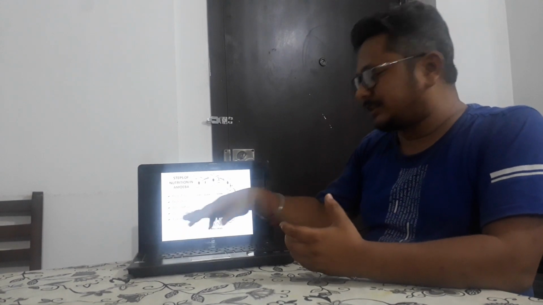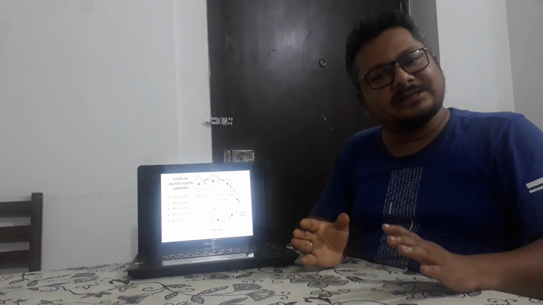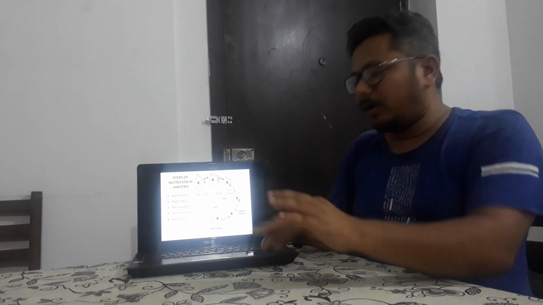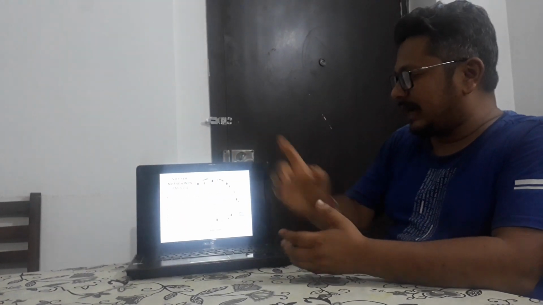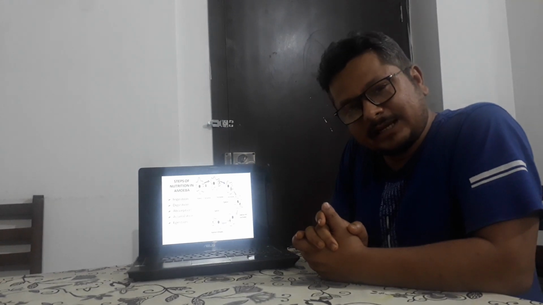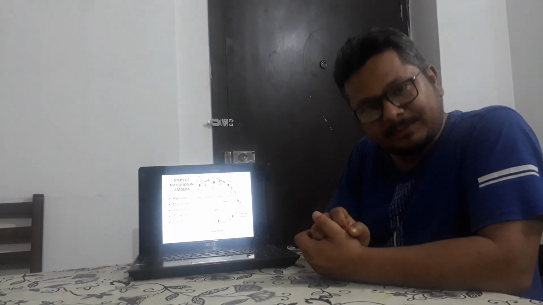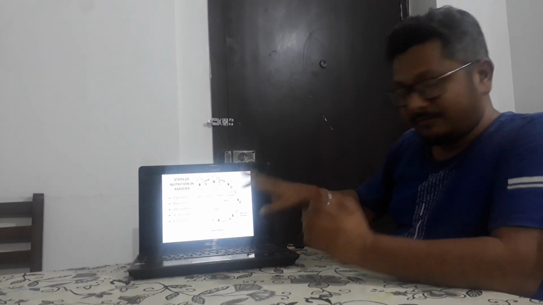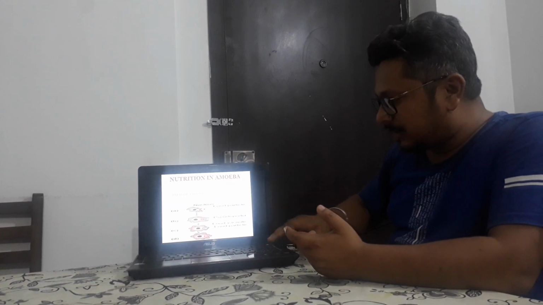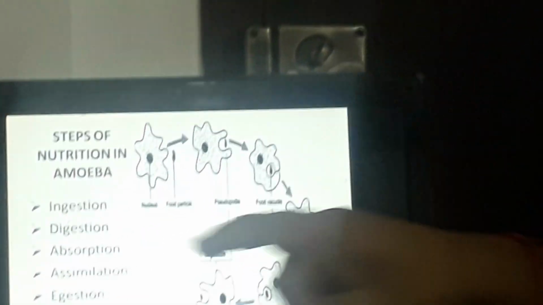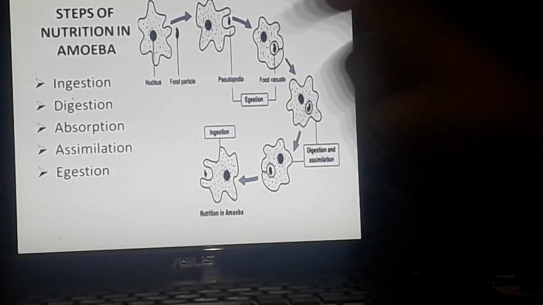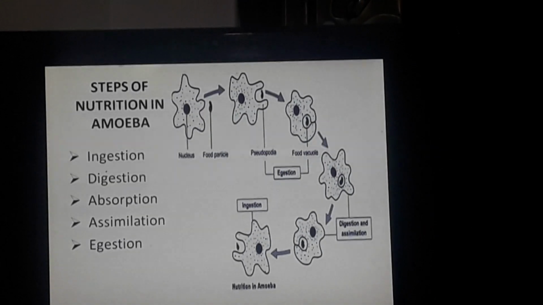And finally you have egestion. Whatever undigested food is there, it will be removed from the body by the process of egestion. So basically you can see that there are 5 steps in the nutrition of amoeba, and this is the diagram, a very proper diagram. You can follow the previous diagram also, but this is a proper diagram. And whenever you write in the exam, please see that you write 2 lines about each topic. Each of the 5 topics, please write 2 lines about each topic. Your answer will be framed in a better way.